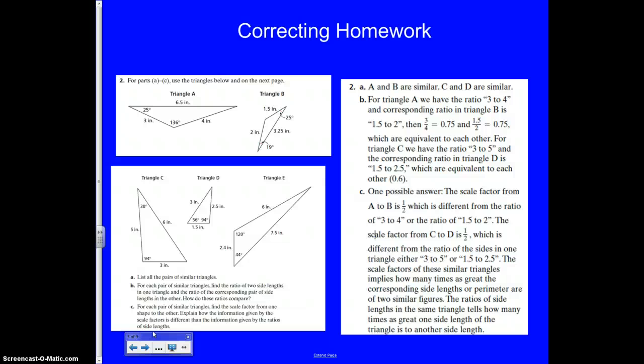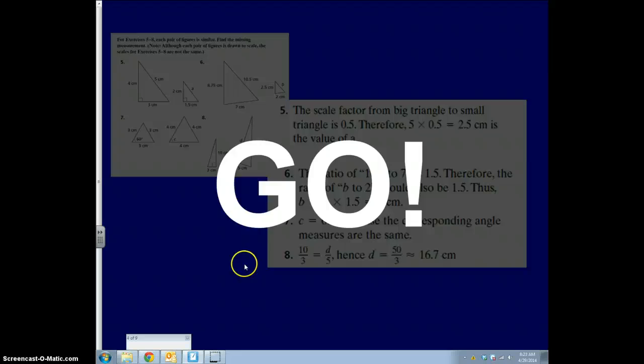For question C, for each pair, find the scale factor. A to B is 1/2. It's different than the ratio. So the scale factor and the ratio do not have to be equal to each other. And the scale factor from C to D is 1/2, which is different than their ratio of 3 to 5.